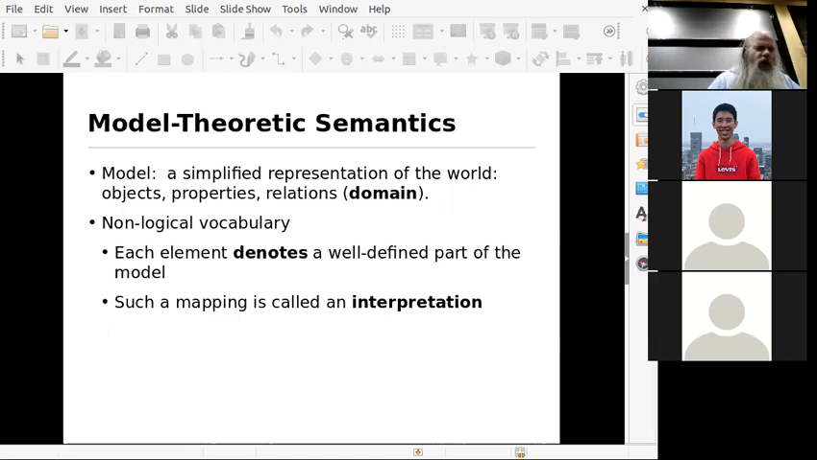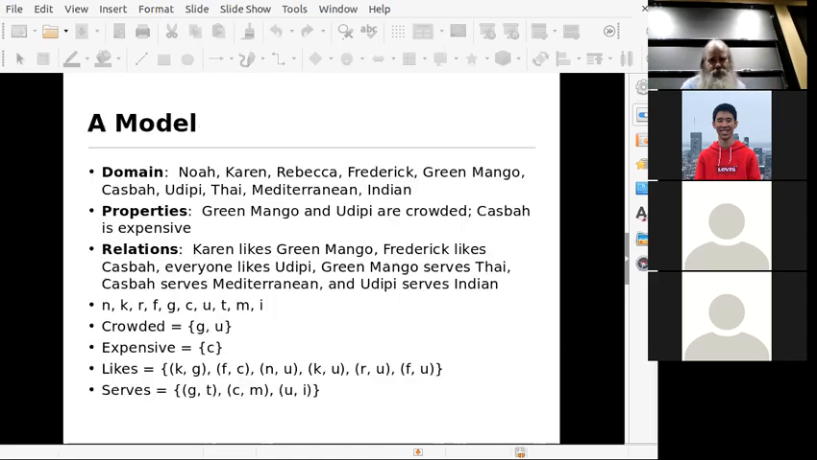Now, there are non-trivial, very accurate definitions for all of these things. I'm only glossing over, but be aware that all these terms actually really mean something and people complain about it if you don't get it right. So here's a particular model. The domain is a bunch of people and restaurants and food genres, okay? Genre is not the right word. Cuisines is the word I'm looking for.